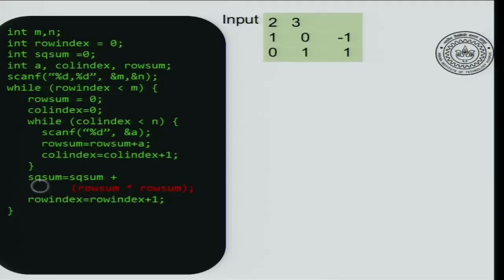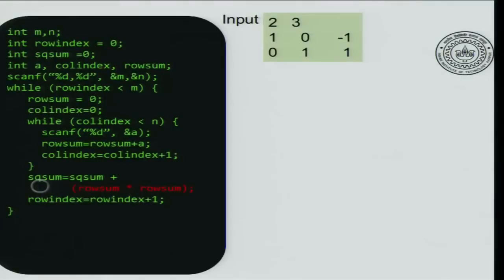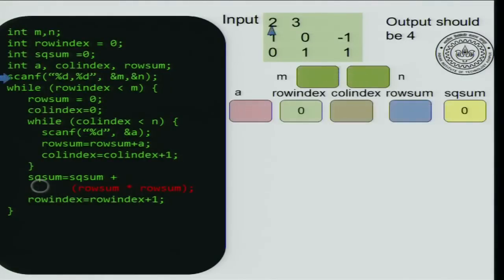Suppose the input is 2, 3 followed by 2 rows of 3 numbers each. Okay. So the input matrix size is 2 cross 3 and the entries are 1, 0, minus 1 and 0, 1, 1. Let's see how the code executes on this. So the output should be 4 if you do it by hand. And let's see, the variables are m, n, a, row index, column index, row sum and square sum. Okay. Finally, the result should be in square sum.